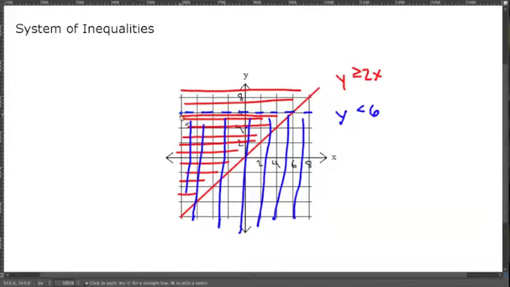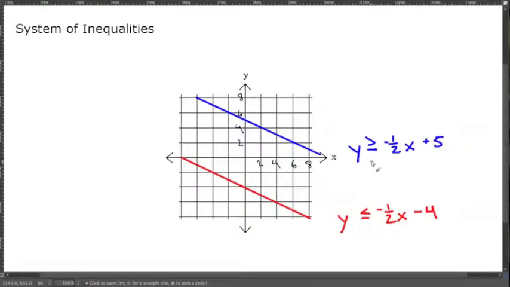So this region here is where everything that's shaded crosses. So I would fill in that region, and that would be my answer, keeping the blue line as dashed since 6 is not less than 6. So this shaded region would be your solution for these two inequalities, or this system of inequalities.